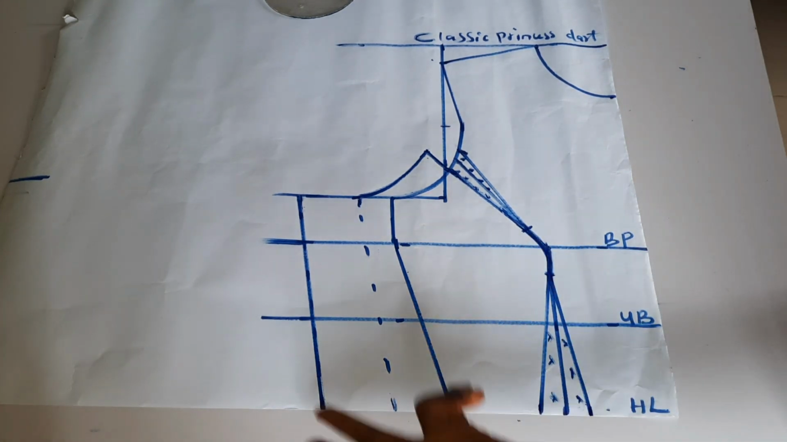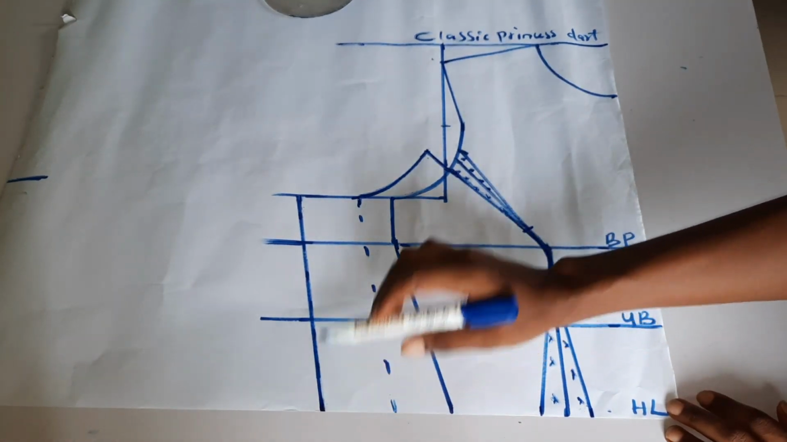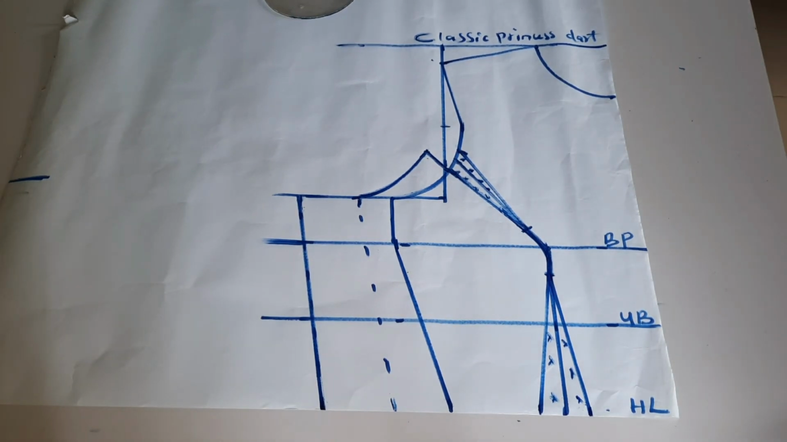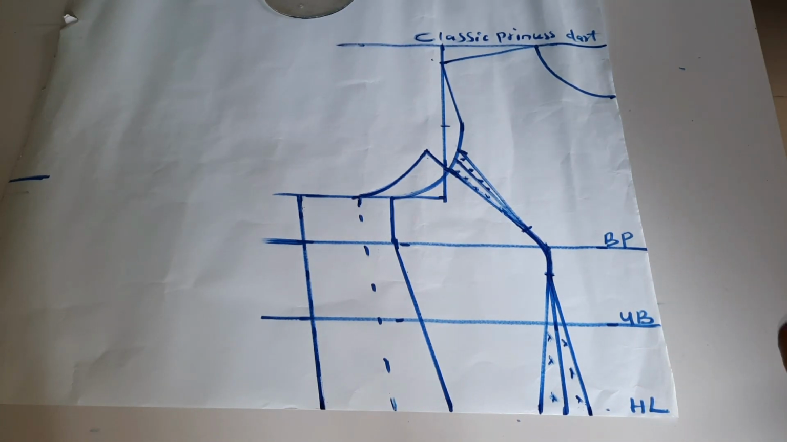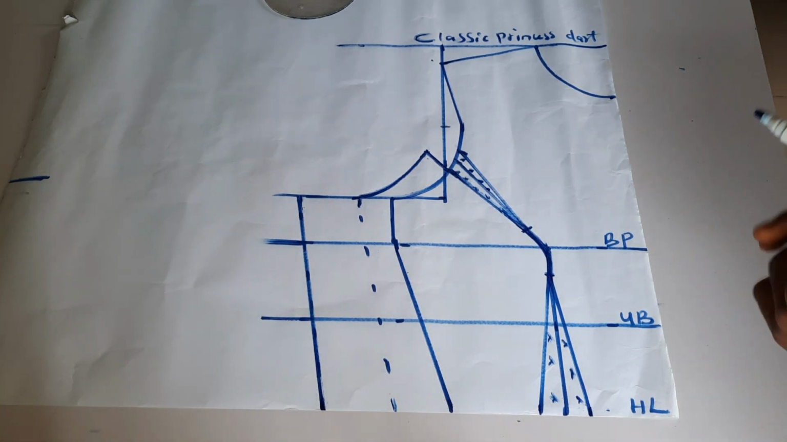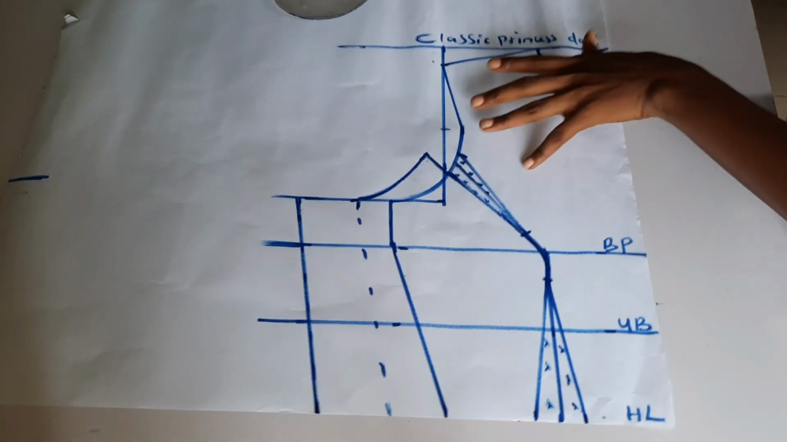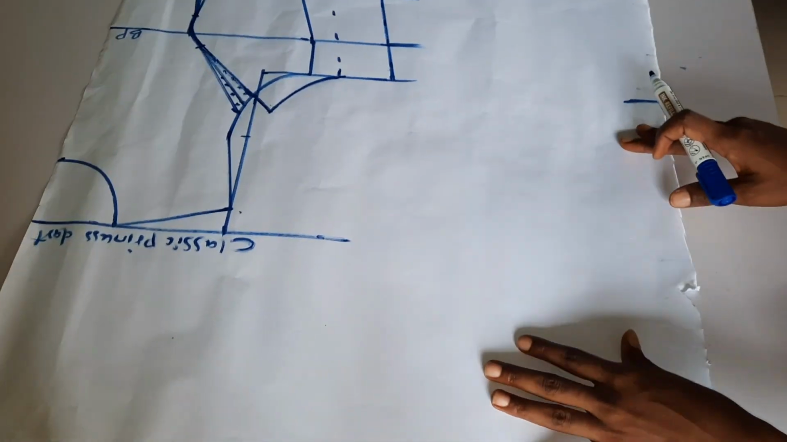So I've gone ahead to replace it and I've marked my allowance, 2 inches allowance that I'll be using to cut this. And this is all it is for my classic princess dart. So I'm going to go ahead now and I will do the modified princess dart, and I'll show you guys what the difference is like. So let's just turn this paper over like this.